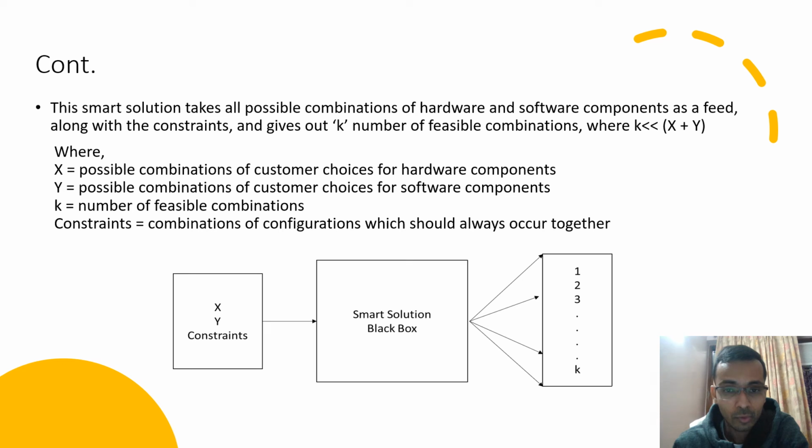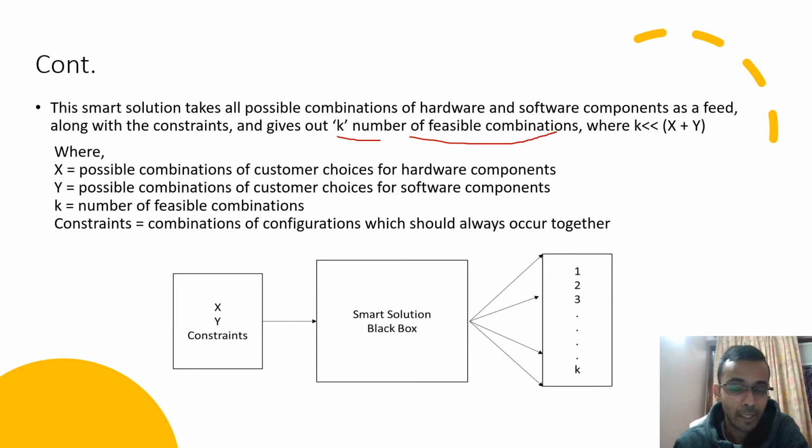So let me give a walkthrough of what smart identification is. We are trying to take all the possible combinations of hardware, and all the possible combinations of the software, and what all constraints are available. Then we come out with a variable k that stands for the total number of feasible combinations which are actually possible.